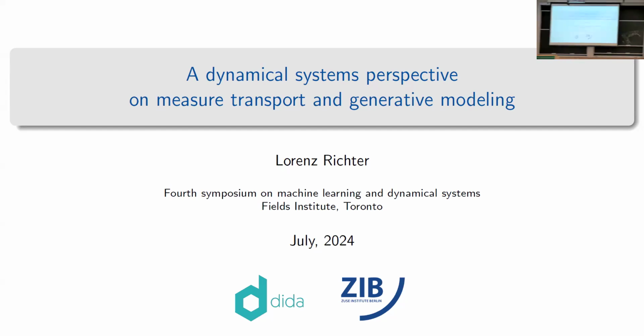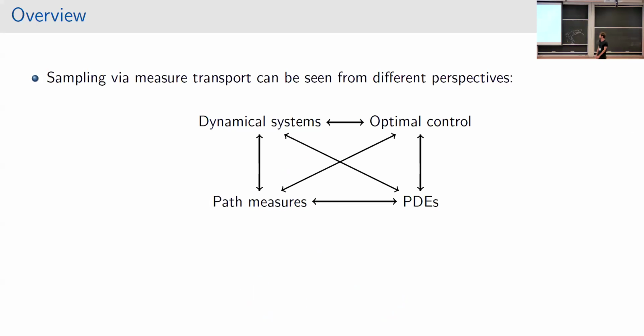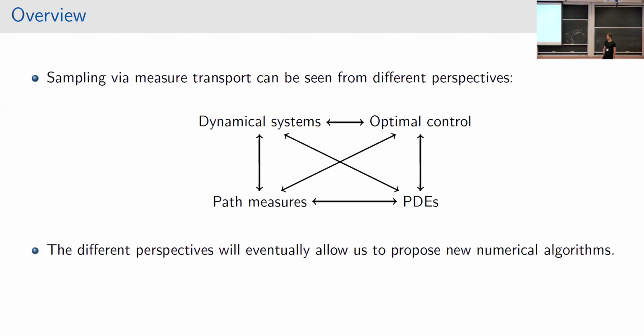I'm very grateful to have the opportunity to today try to give you a dynamical systems perspective on generative modeling, essentially. And I will basically try to connect these problems to different branches of mathematics, namely dynamical systems, but also optimal control, path space measures, and PDEs. I guess you all know that these methods or perspectives are highly connected, but I think some connections are maybe not so standard. And in particular, we will try to use these perspectives to eventually design new numerical algorithms to be able to sample and improve generative modeling.